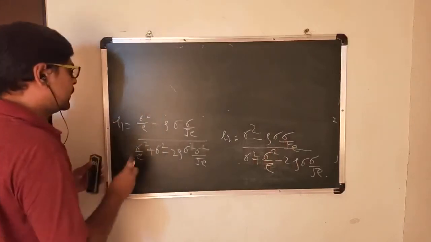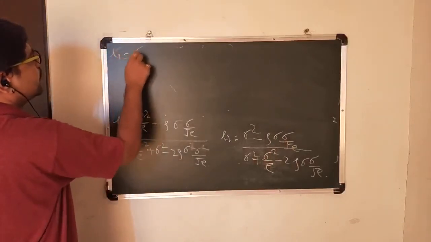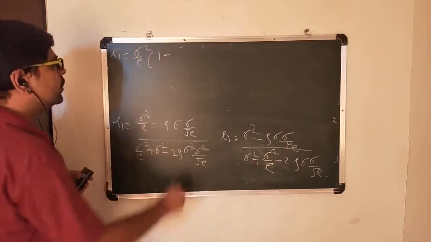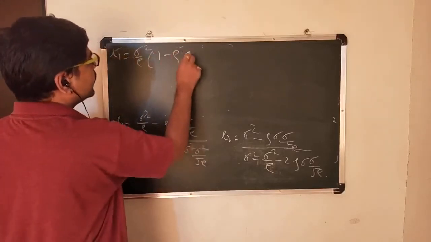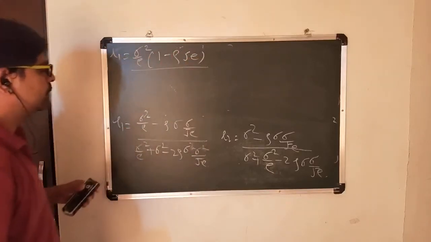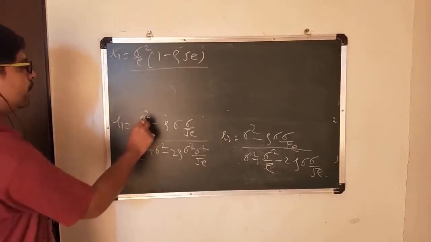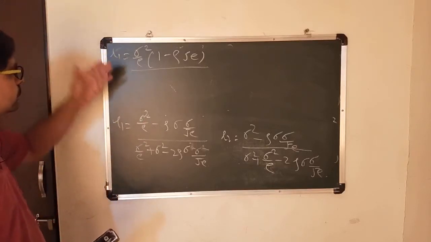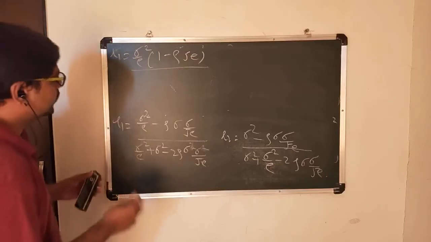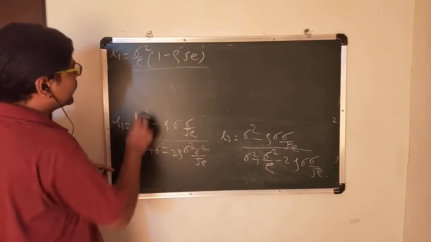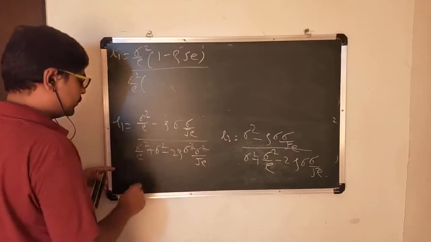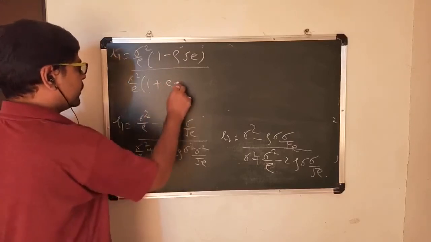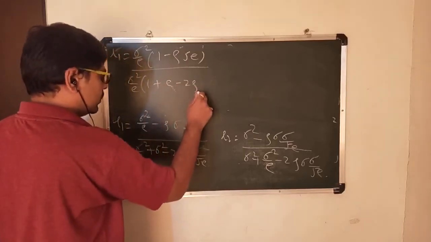Take sigma square by E common outside. So the remaining is 1 minus rho into root E, because we have taken sigma square divided by E common. Then again take sigma square upon E common from the denominator bracket. So 1 plus E minus 2 rho into root E.